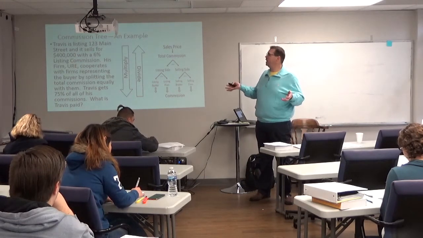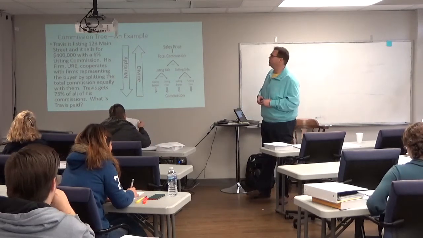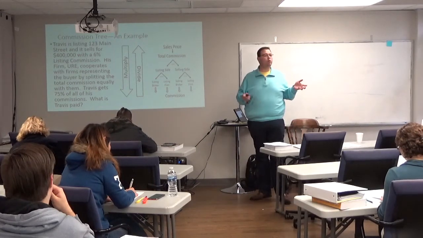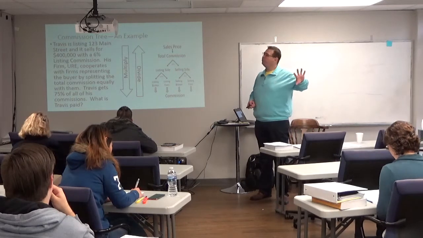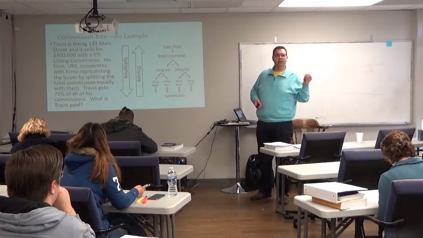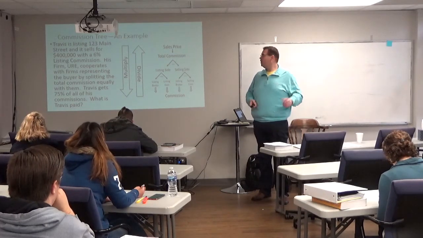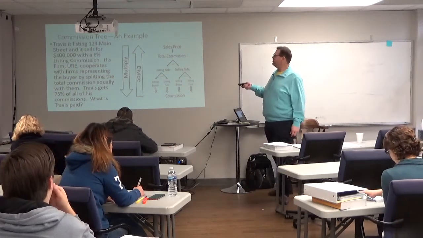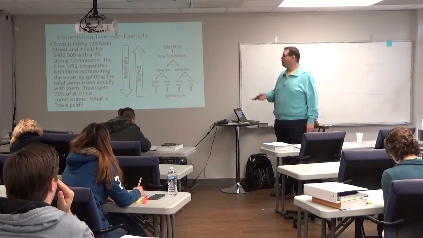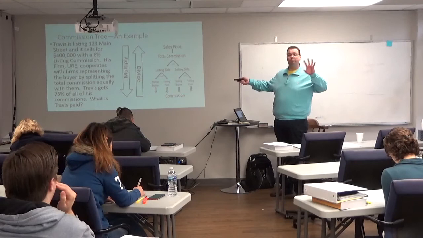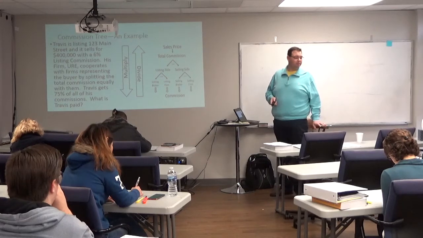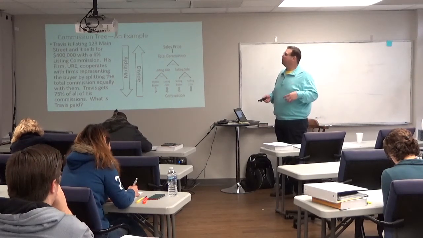So here's an example. Travis is listing 123 Main Street, and it sells for $400,000. Now, if I was reading that question, I would stop with that sentence, and I would start to fill in some information right away. We already know some important things. Travis is listing 123 Main Street. Where's Travis going to be on our commission tree here? He is the listing broker. So I would go ahead and stop as soon as I get that piece of information and fill in Travis on the listing broker spot there. Does that make sense?